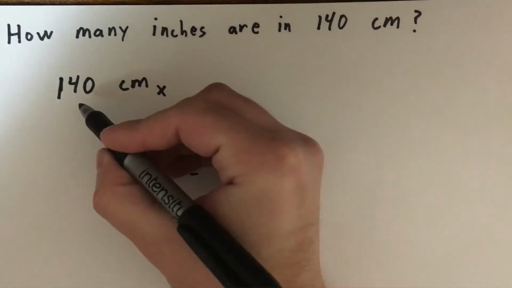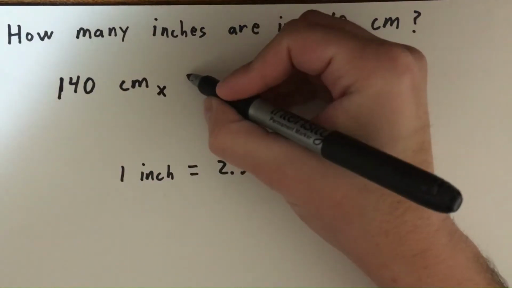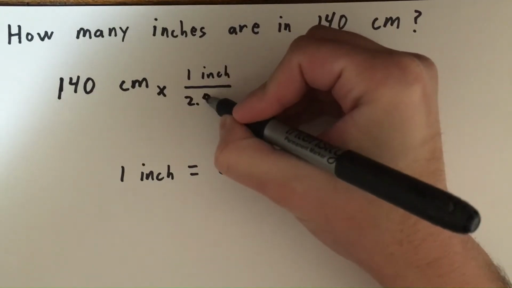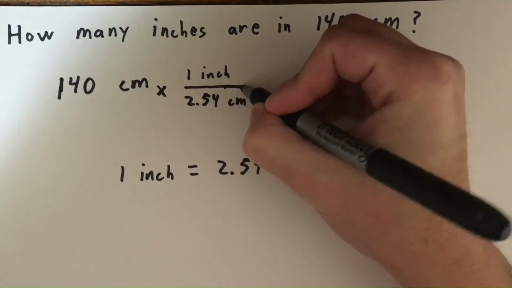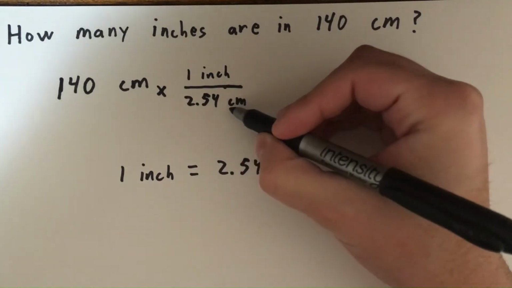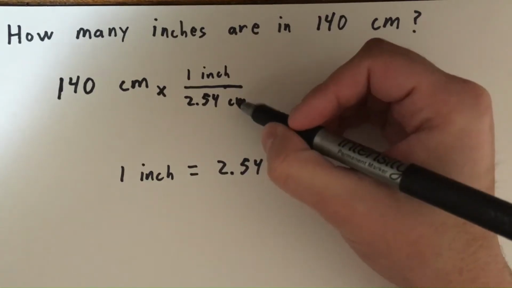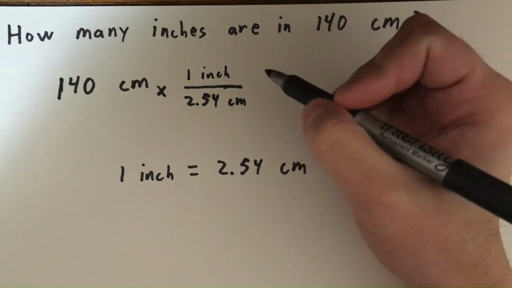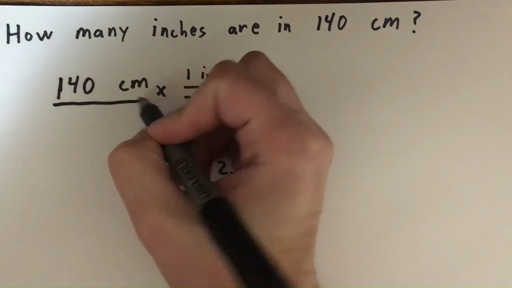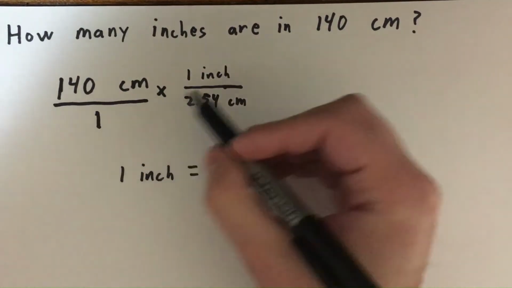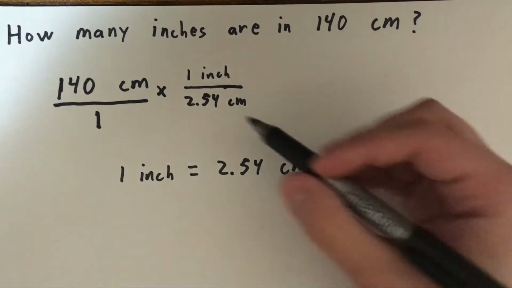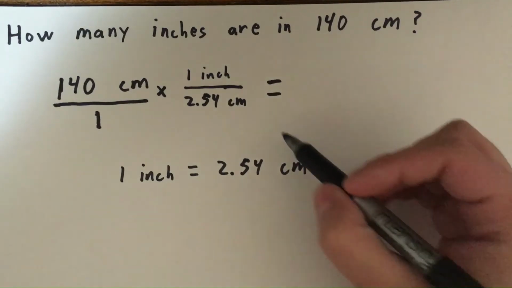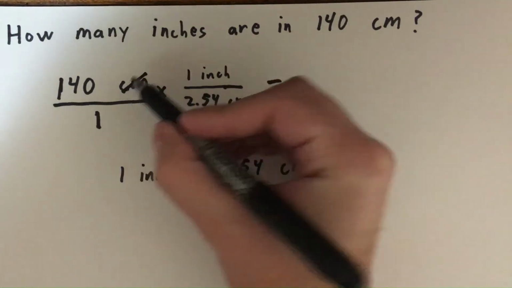We're going to multiply this 140 centimeters by 1 inch over 2.54 centimeters. In this problem, the 2.54 centimeters is going to be on the bottom because we have to cancel out the centimeters to find inches. And once again, you can put a 1 under here if it helps you understand the process a little better, that we're kind of multiplying two fractions. So our final answer is going to be in inches because the centimeters are going to cancel out.